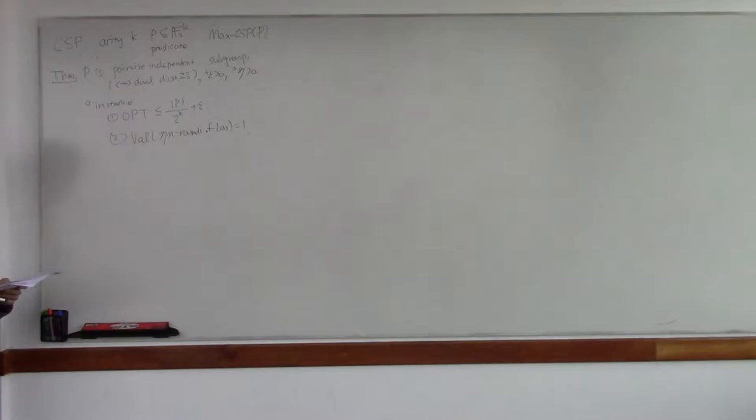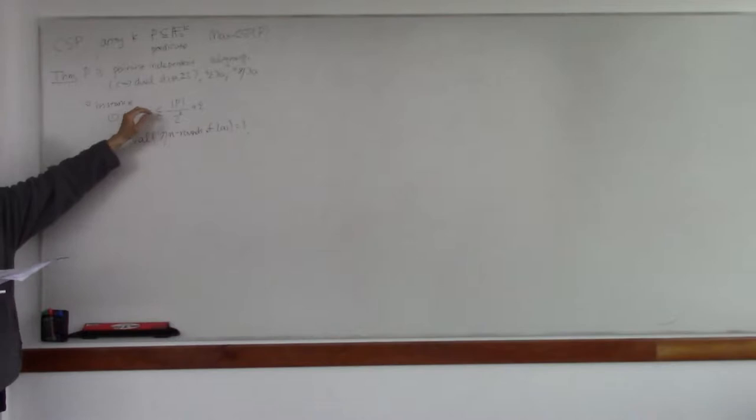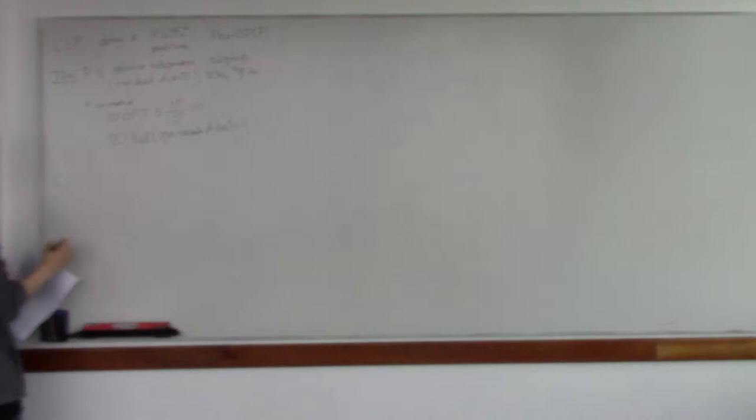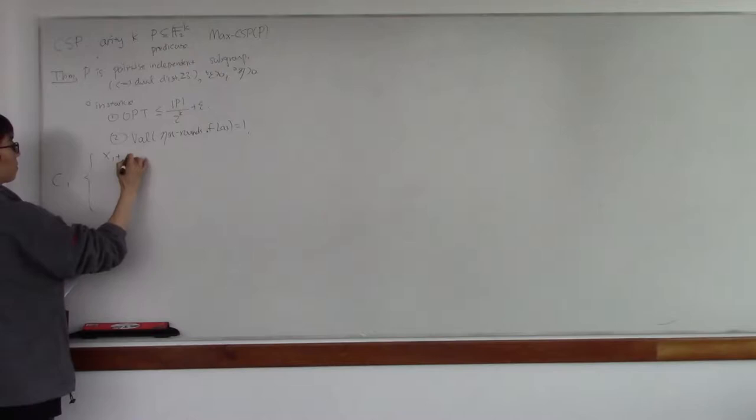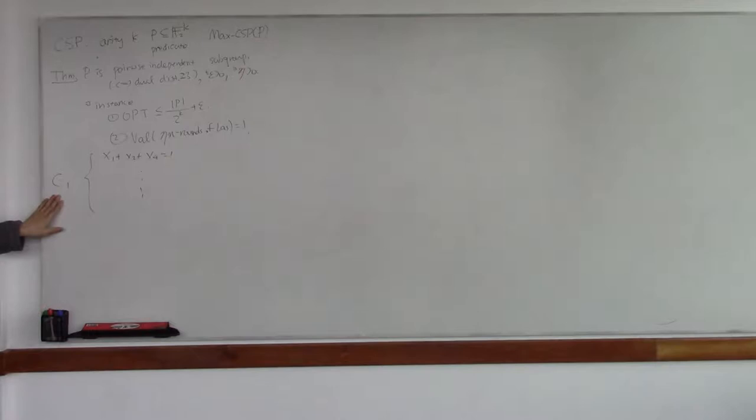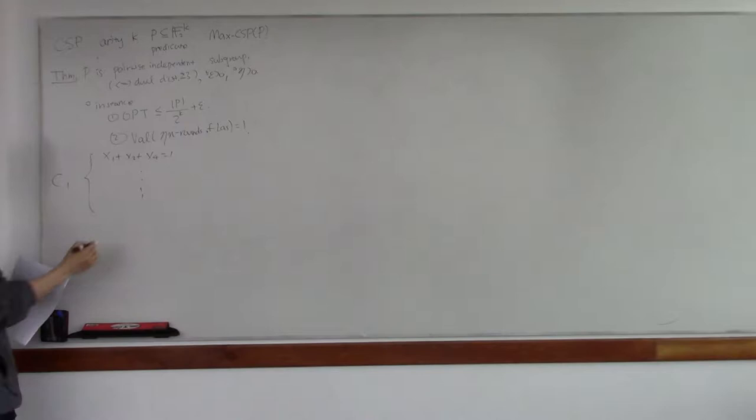I'm not going to say too much about the predicate, but if P is at least a subgroup or subspace, then we can take each constraint, say C1, and find a bunch of linear equations such that this constraint is satisfied if and only if all of these linear equations are satisfied. These linear equations are over F2. We can do this for every constraint because it's a subspace, a subgroup.